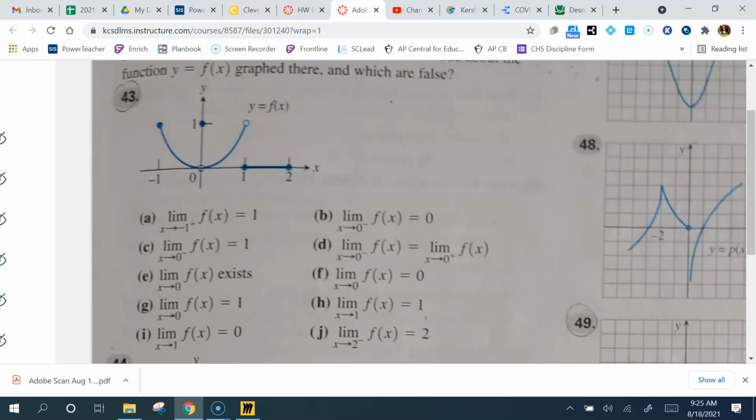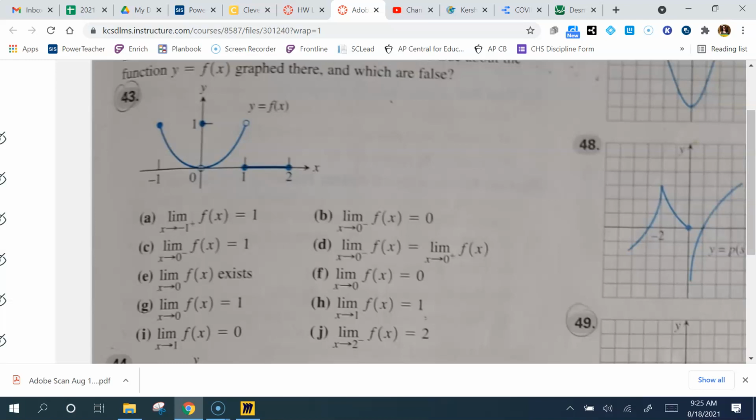All right, can you do J? What is J? No, as you approach 2 from the left. What is the limit as you approach 2 from the left? No, 2 from the left. It's not on the graph. She's right, it's not on the graph. It doesn't exist either.